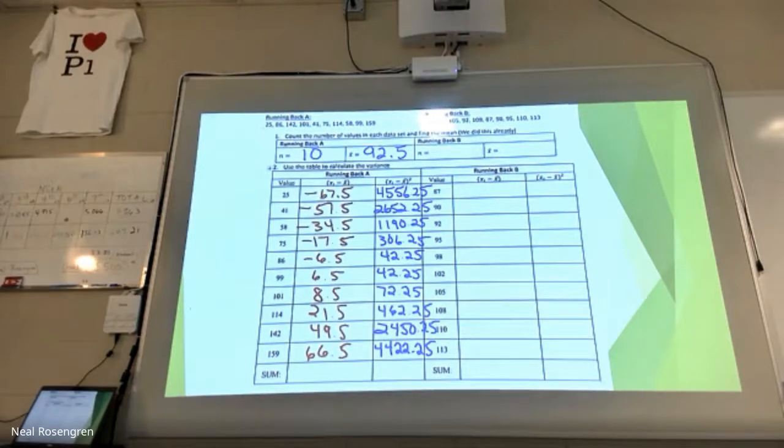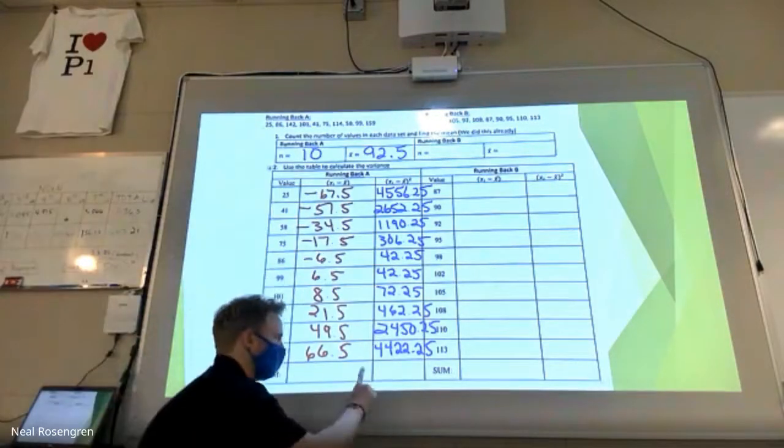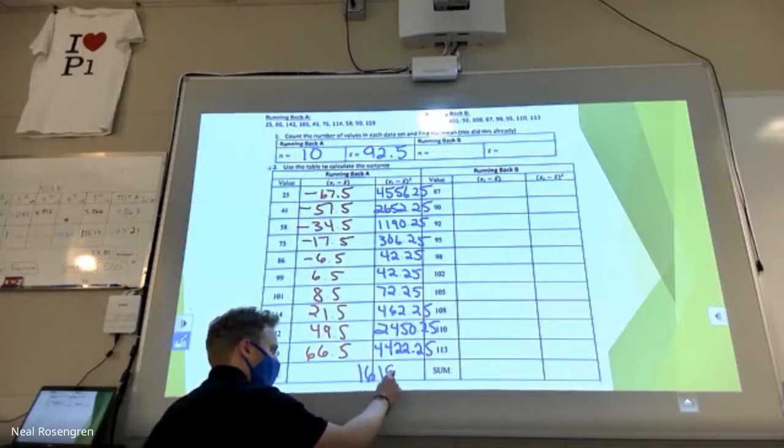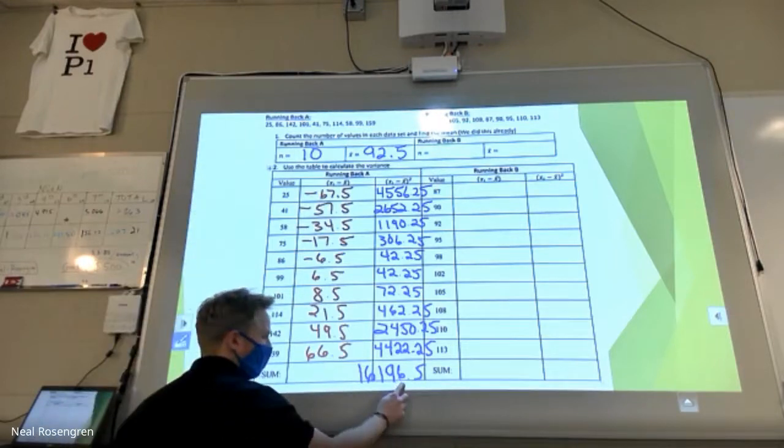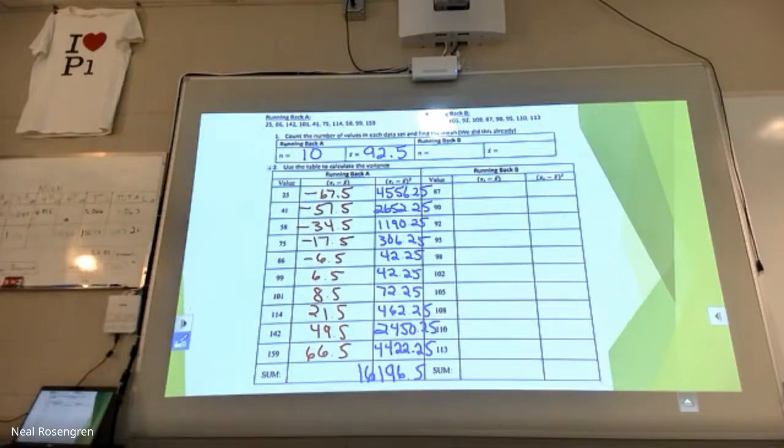4,556.25 plus 2,652.25 plus 1,190.25 plus 306.25 plus 42.25 plus 42.25 again plus 72.25 plus 462.25 plus, oh my goodness, all that plus all this equals 16,196.5.